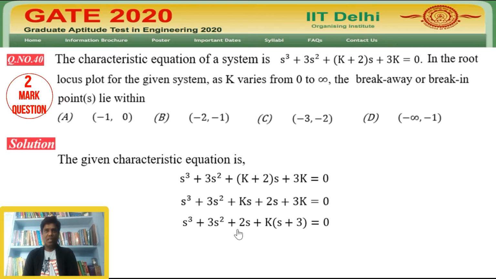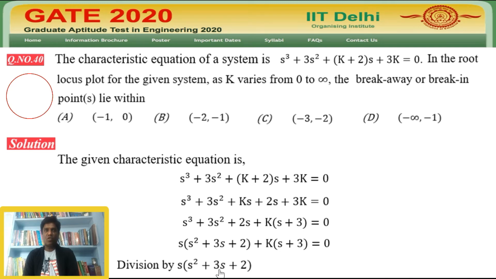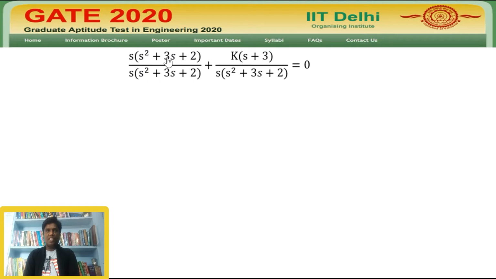In this equation, take s common in the first three terms. Then the equation is s into (s square plus 3s plus 2) plus k into (s plus 3) equal to 0. Next, divide this equation by s into (s square plus 3s plus 2). Then the equation will be s into (s square plus 3s plus 2) divided by s into (s square plus 3s plus 2), plus k into (s plus 3) divided by s into (s square plus 3s plus 2), equal to 0.